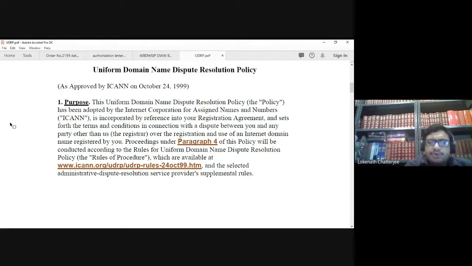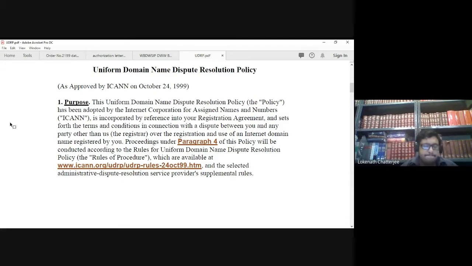We will be going through the rules of procedure. Now, essentially, if you look at it, the UDRP policy sets out the legal framework for the resolution of disputes between a domain name registrant and a third party, that is a party other than the registrar, over any registration which we may deem to be abusive.